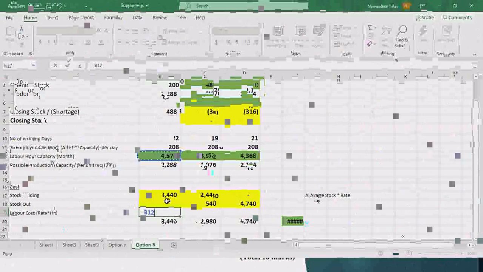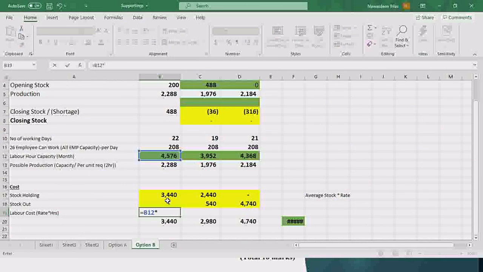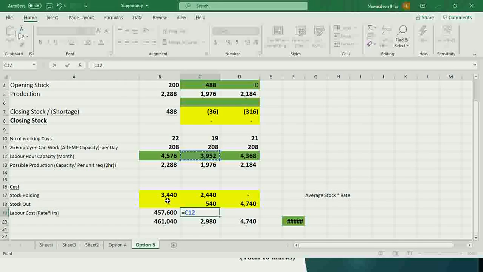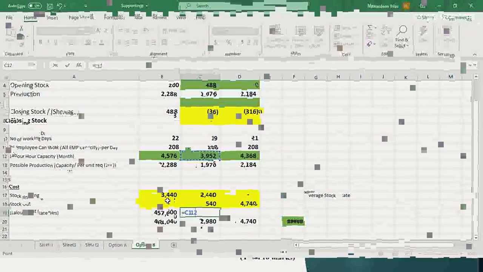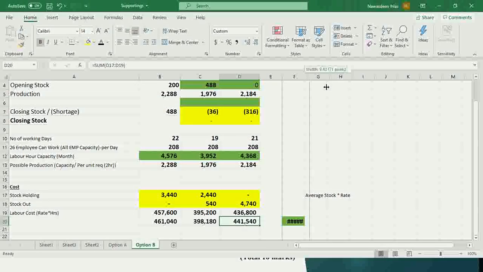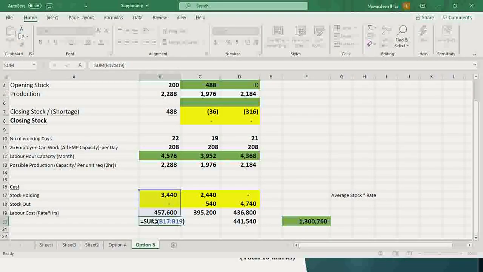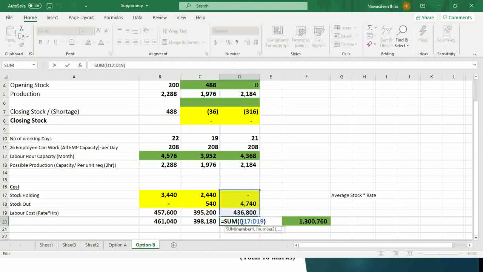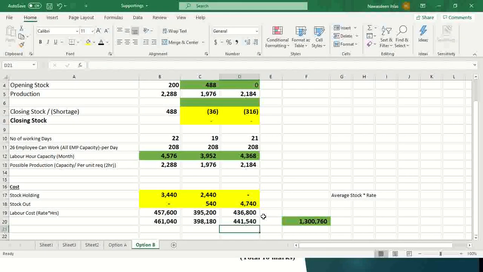Into the labor hour rate, it is 100 rupees. Here also the same thing: the total capacity or labor hour utilization of February into their rate, 100 rupees per hour. In March also the same, 4,368 hours used into 100 rupees per hour. Now we can see the total cost for January is 461,040. Total cost for February is 398,180. Total cost for March, you can see 4,000.